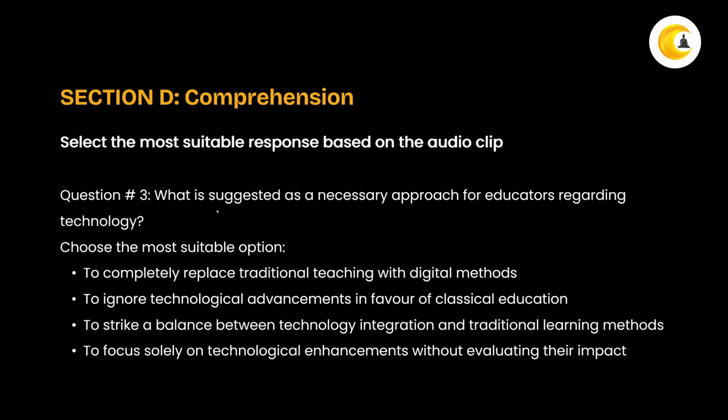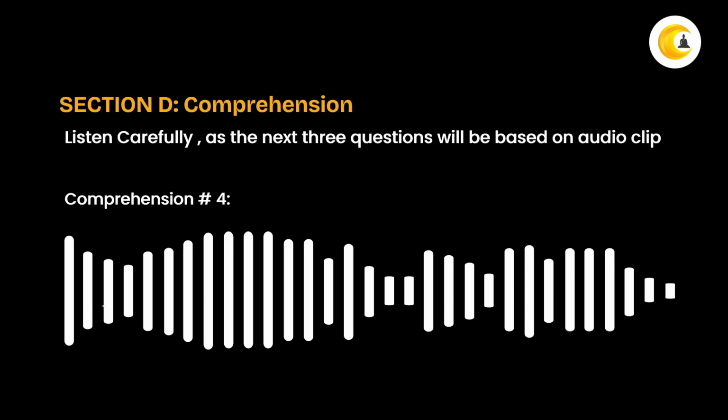All right. What is suggested as a necessary approach for educators regarding technology? So basically, it says to strike a proper balance between technology integration and traditional learning method. No one is stopping you from using technology. Just use it wisely. Strike a proper balance between technology and education. Both are important, right? So your answer is in option number C. Now we will listen to the fourth audio clip, and there you go.